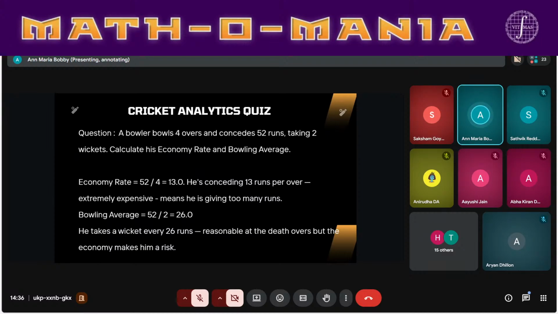So we can say that the wicket taking is good, he has a pretty good bowling average, but because of his poor economy, the bowler is considered to be a risky bowler. This bowler takes wickets but also gives too many runs. So while he is useful for breakthroughs, his economy makes him risky in tight matches.